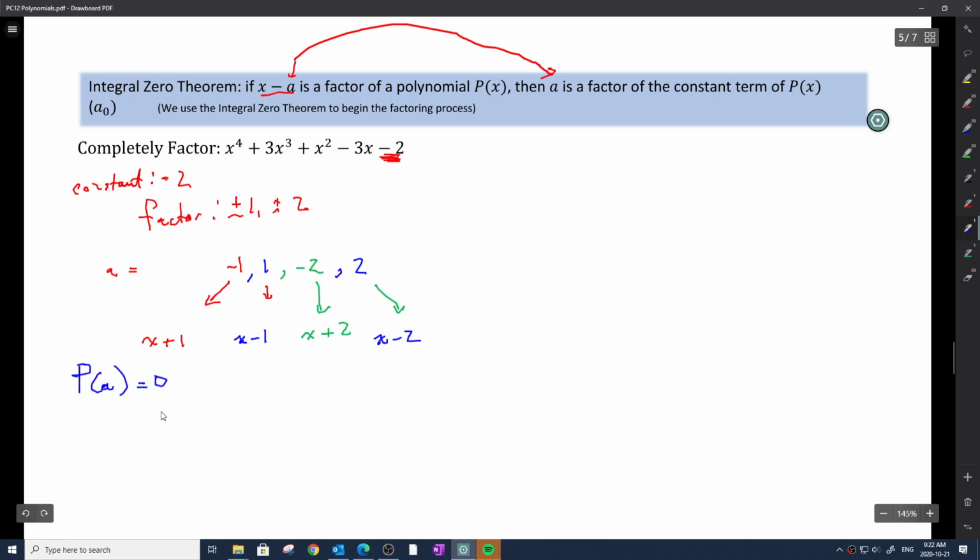All right. So I'm going to stop the video right now, and then I am going to actually answer the question. Now let's take a look at what the question said. I was just trying to understand this integral zero theorem. Now let us do the question, and we're going to factor this completely.